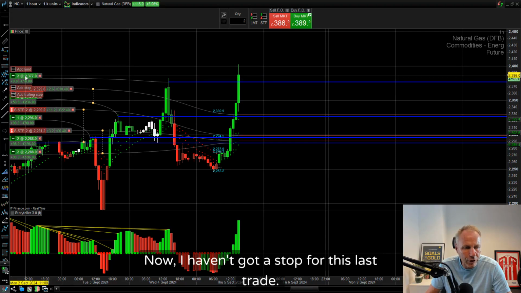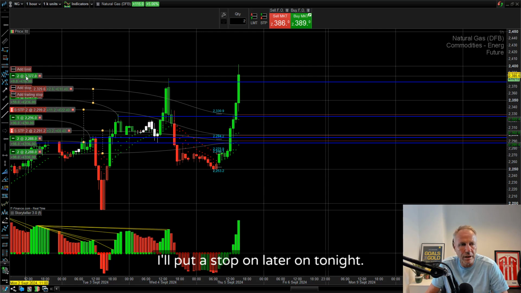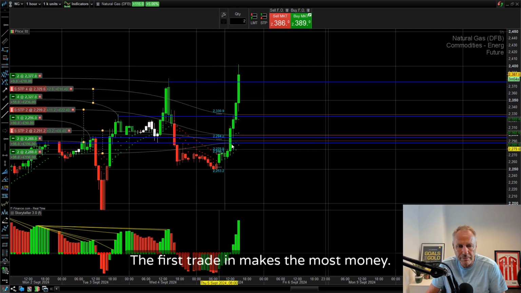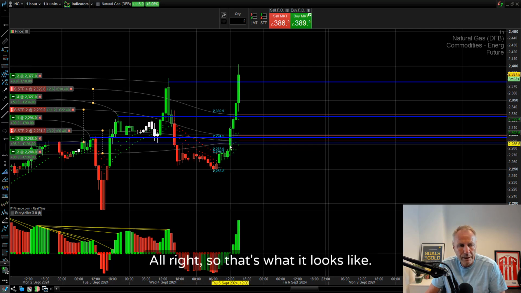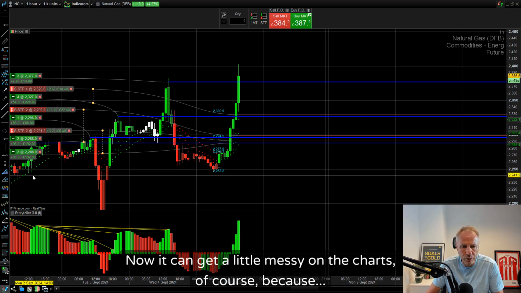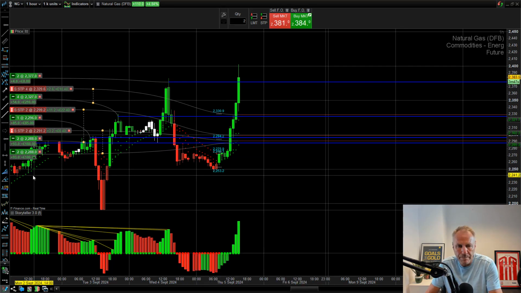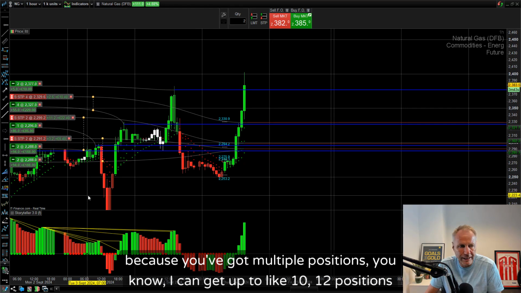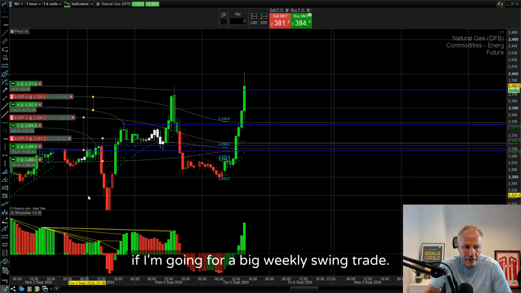Now, I haven't got a stop for this last trade. I'll put a stop on later on tonight. But this is the trade that really makes the least amount of money because it's the last trade in. The first trade in makes the most money. All right, so that's what it looks like. Now, it can get a little messy on the charts, of course, because I've got multiple positions. You know, I can get up to like 10, 12 positions if I'm going for a big weekly swing trade.